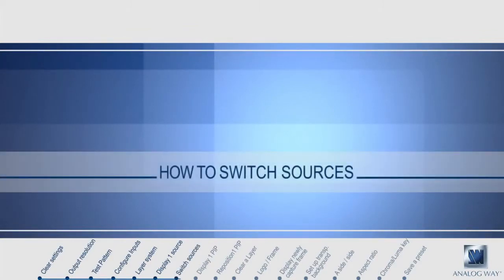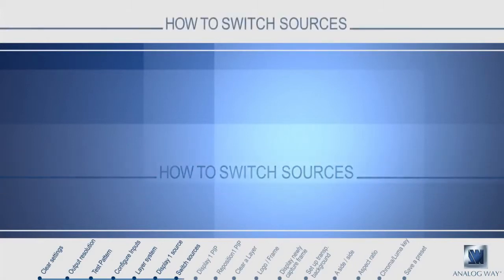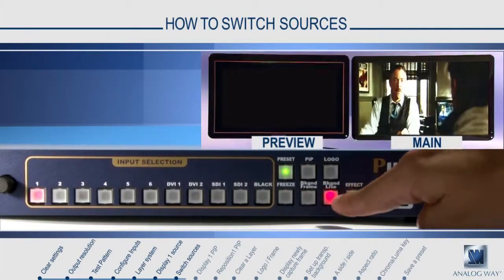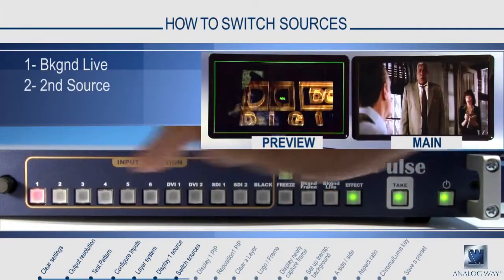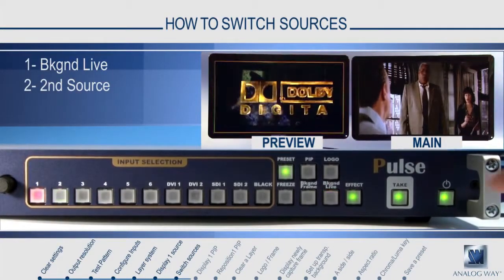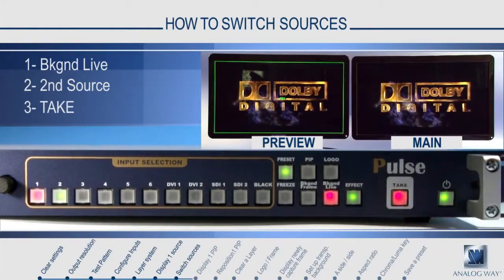How to switch sources. First, select the layer you wish to change, then select a new source. You will see the new source on preview. Press Take to transition your new source to the main.